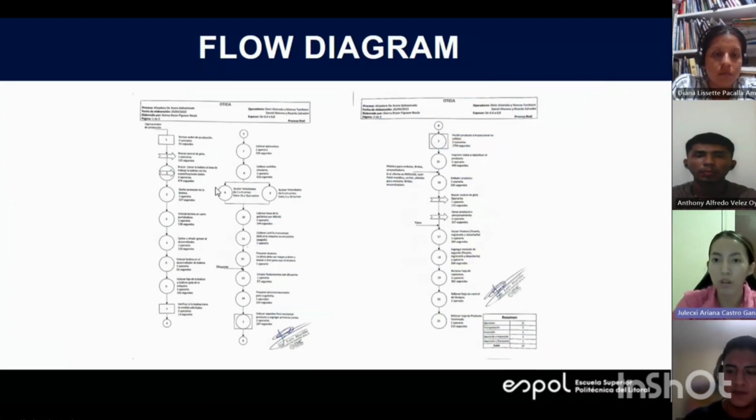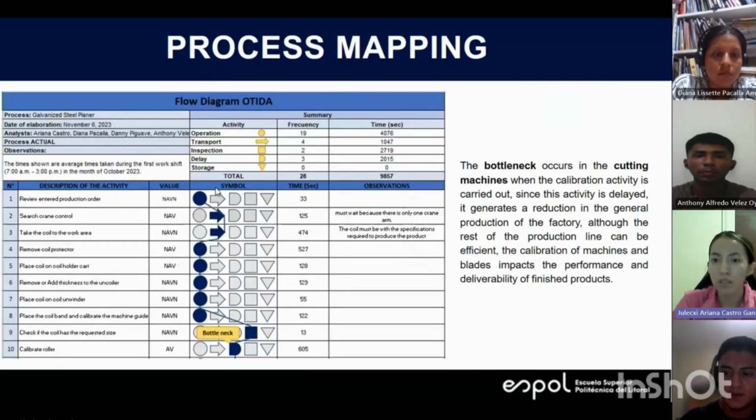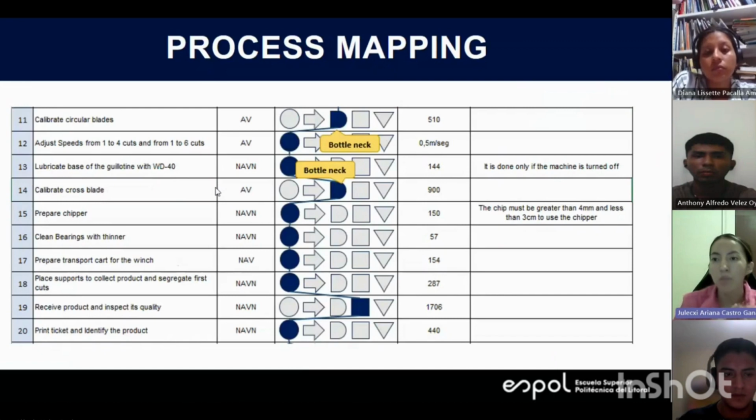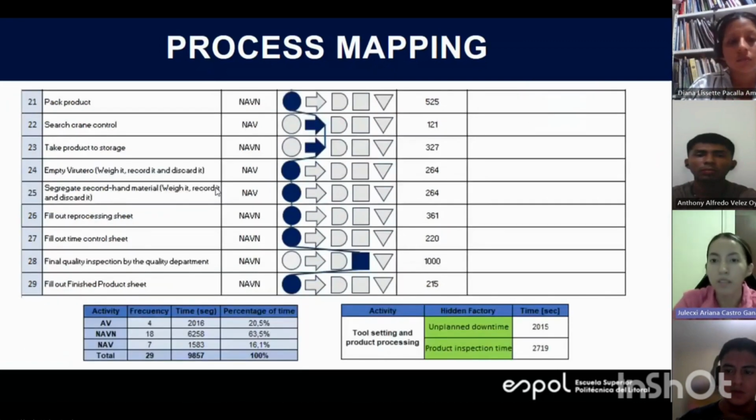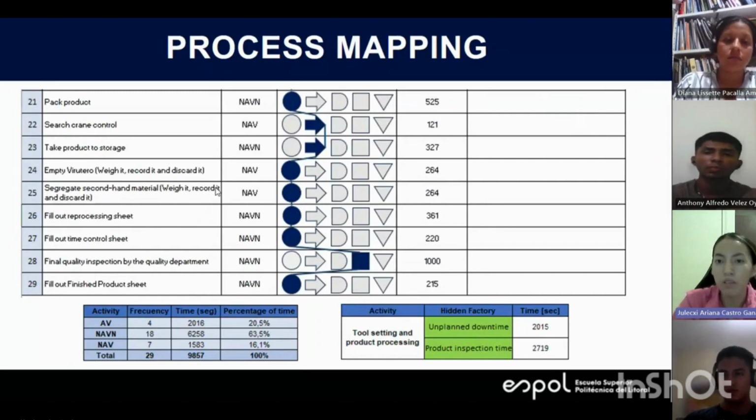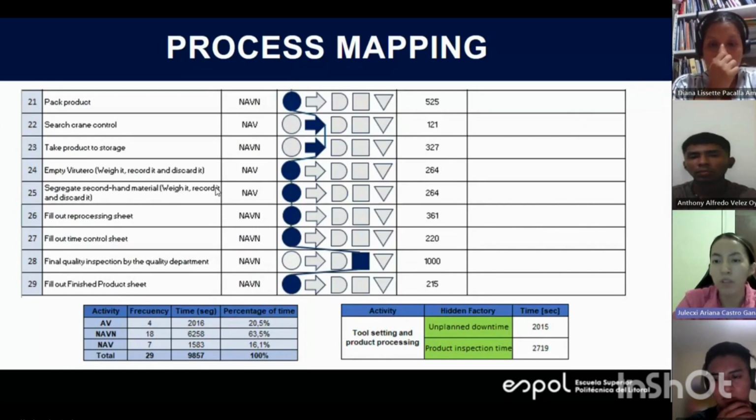To carry out the analysis of the process, we chose to use the OTIDA flowchart to observe the time each activity takes, as well as the number of operators who carried out the activities. By mapping the process, we classified the activities into value added, non-value added but necessary, and non-value added, representing 20.5%, 63.5%, and 16.5% of the total process time, respectively.